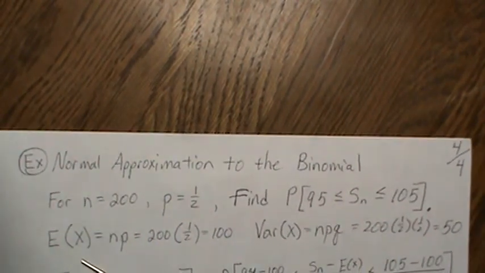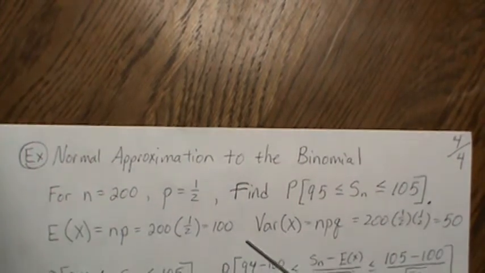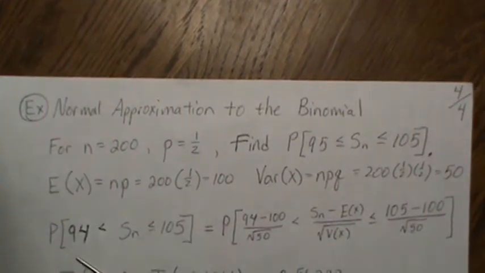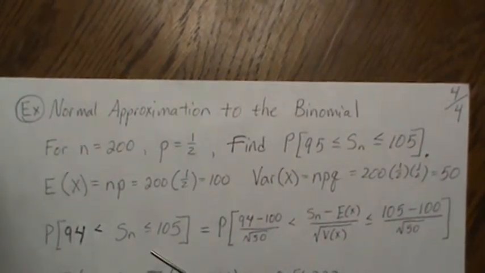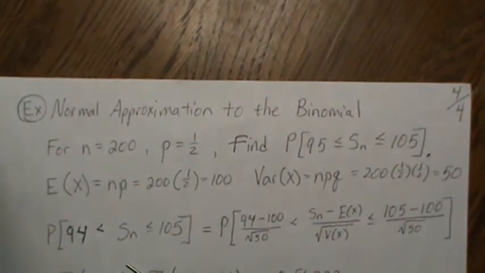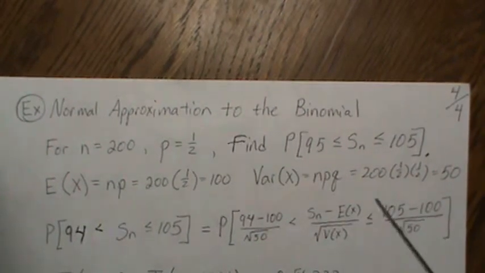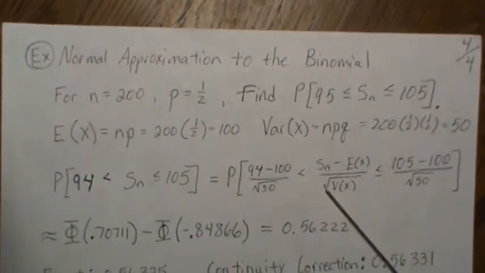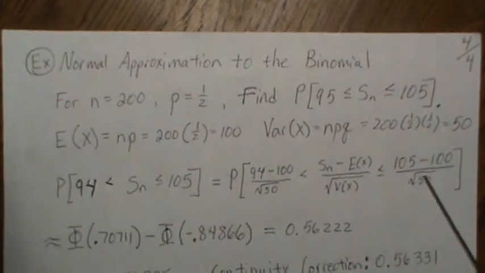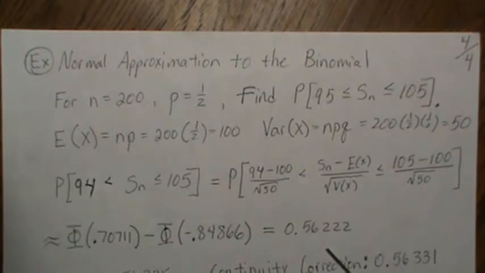The mean of our data, it's a binomial, so it's np, which is 100. And the variance is npq, which equals 50. So then we're trying to find this probability. Remember, I switched it to strictly greater than 94 because binomial takes on integer values. Then we subtract the mean divided by the standard deviation everywhere, and we get this. Then we can take the difference of the CDFs of the normal distribution. This value goes here, this value goes here, and we get 0.56222.